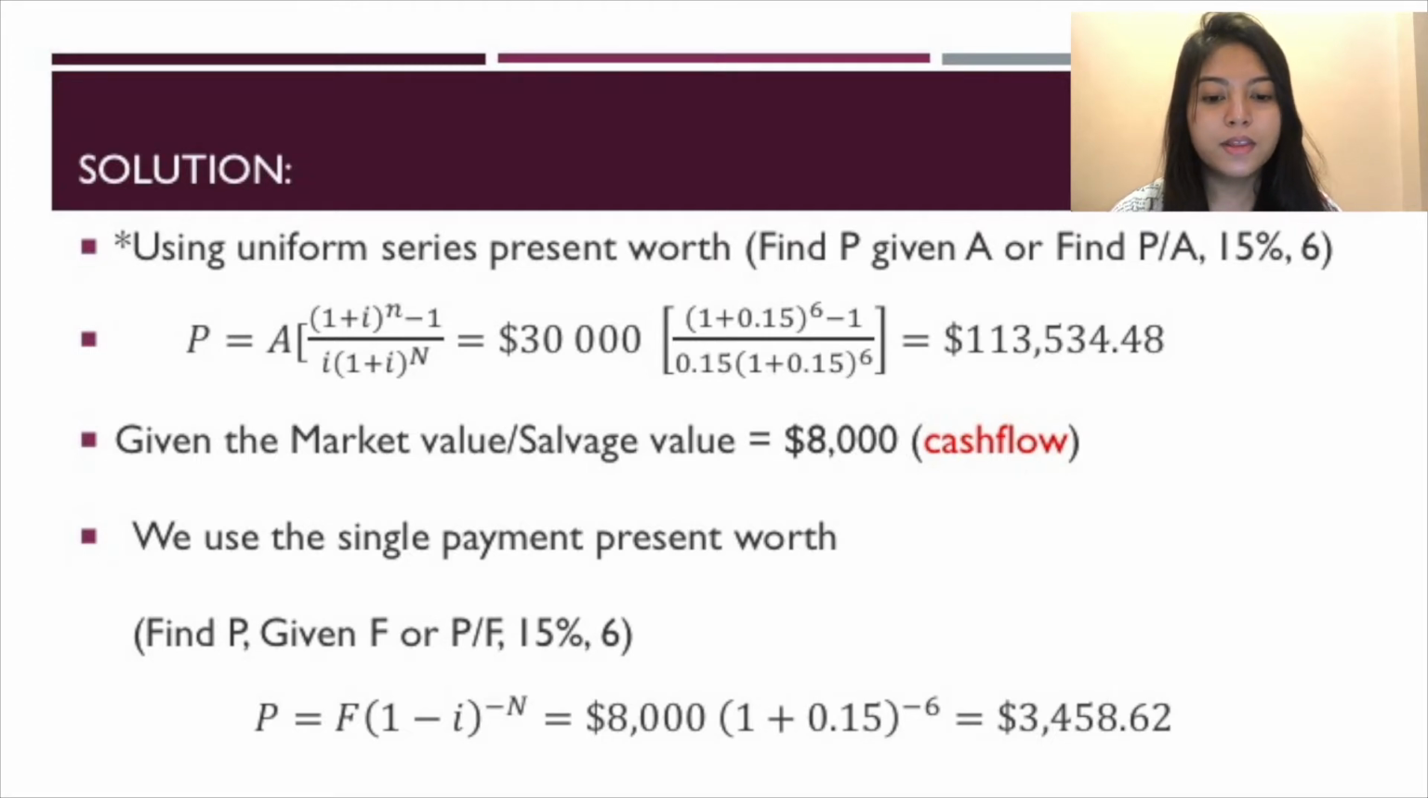$113,534.48. Given the market value over the salvage value, that will be equal to $8,000. That will be the cash flow. Now, we will use a single payment present worth. We have to find P. We are given an F, 15% and 6.